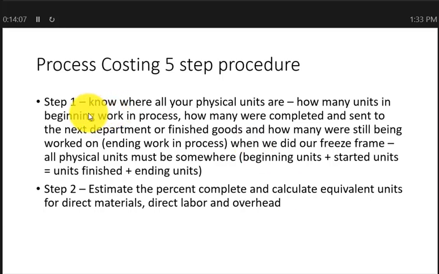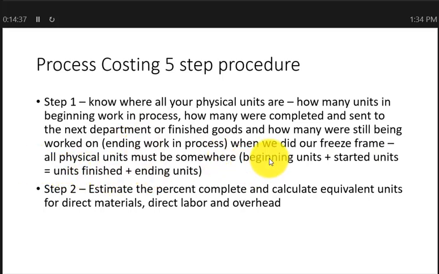All right, so step number 1 is you need to know where all your physical units are. How many units in beginning work in process, how many were completed and sent to the next department, and how many were still being worked on. So when we did our freeze frame, all the physical units must be somewhere. So this has to be true: beginning units plus started units have to equal the units finished plus the ending units.